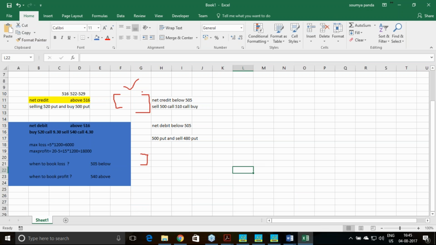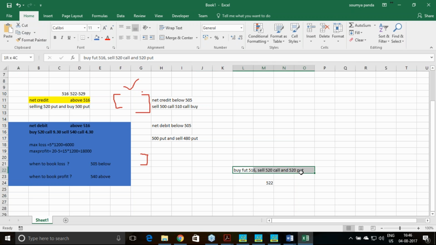If it is crossing 516, then what you have to do is buy future at 516, sell 520 call and 520 put. Very carefully you have to trade in conversion. If it is going to the 522 level, book the profit and come out. If it is coming to the 505 level, book the loss and come out. Losses will be quite high in conversion.